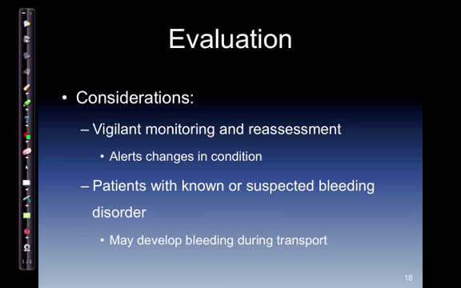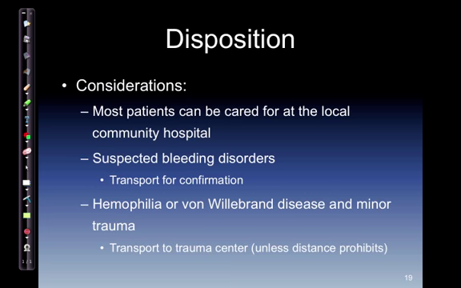Evaluation. Consider vigilant monitoring and reassessment, which will give you an alert to any changes in condition. The patient with known or suspected bleeding disorders may develop bleeding during transport. Disposition. Considerations. Most patients can be cleared at the local community hospital for suspected bleeding disorders. Transport for confirmation. On hemophilia or von Willebrand's disease and minor trauma, transport to the trauma center unless the distance prohibits this.